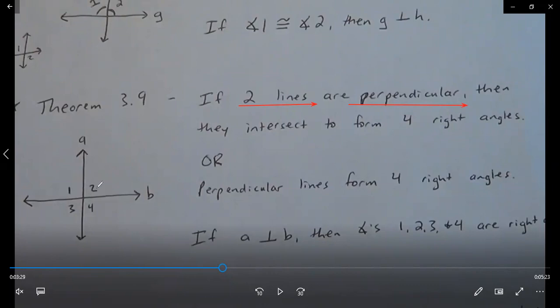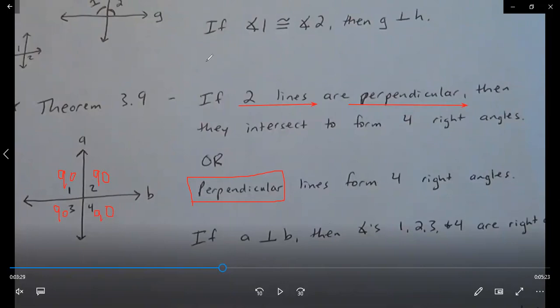Then we will recognize that we have four angles and each one of them equals 90 degrees. So angle 1 equals 90 degrees, angle 2 is 90 degrees, this one equals 90, and the fourth one also equals 90 degrees. Then for perpendicular lines, don't forget this, okay? Perpendicular lines form four right angles.